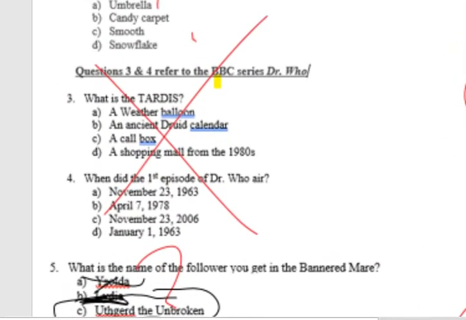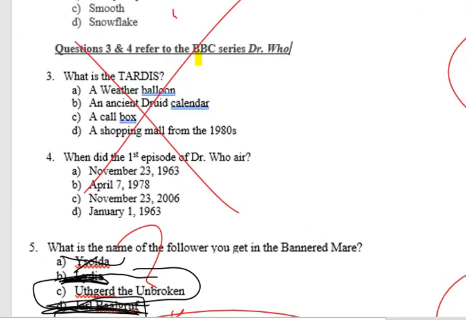Let's see. Question 3 and 4. They have to do with Doctor Who. What is the TARDIS? Well, let's look at B. All I'm doing on the ones that I've put X's through is looking at B. An ancient druid calendar. That really doesn't seem right. Okay, I'm going to look at D. My alternate answer, a shopping mall from the 80s. I'm pretty sure my aunt watched Doctor Who in the 70s, so probably not.